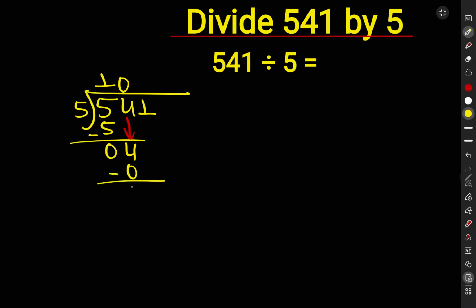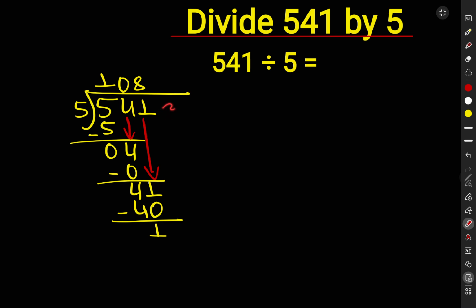On subtracting we get 4. So now we put down this 1 and it is 41. 5 times 8 is 40. On subtracting we get 1.